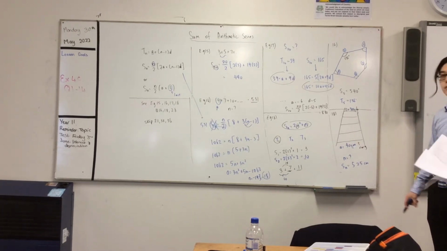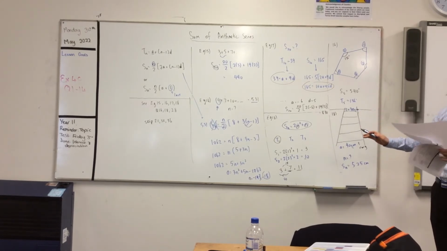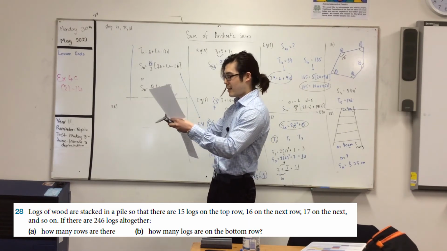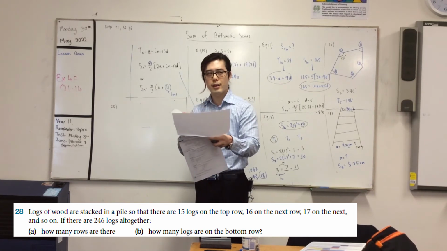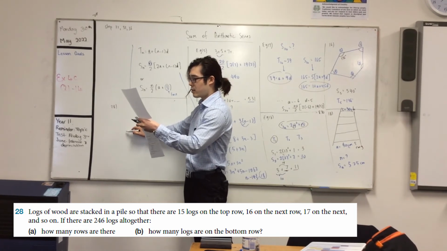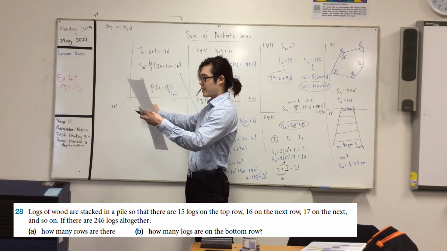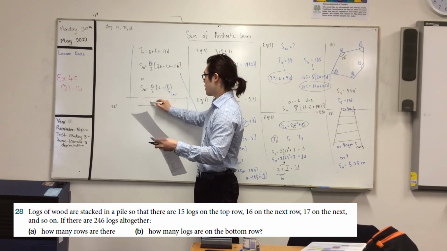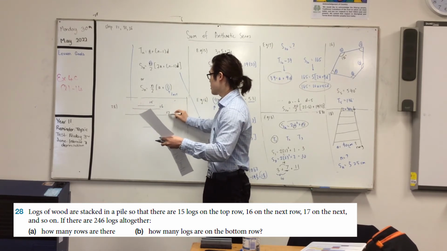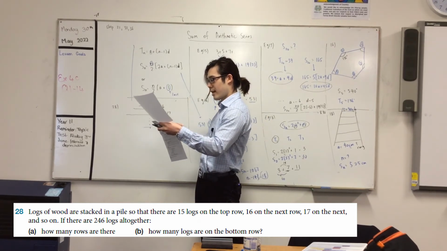Okay? All right. Now, 28 is a tricky question. Logs of wood are stacked into a pile. This is a typical trial exam type of question that I come across. They're stacked in a pile so that there are 15 logs on the top row, and 16 on the next row. Girls, you with me? Then 17 on the next, and so on. If there are 246 logs together, how many rows are there?